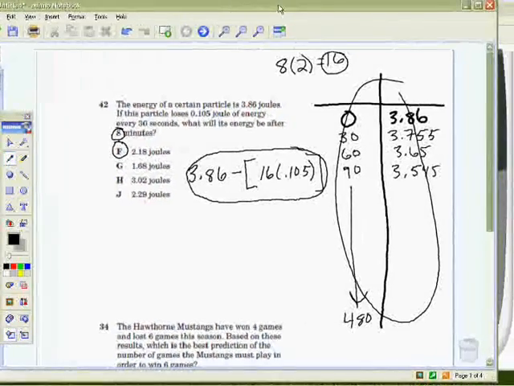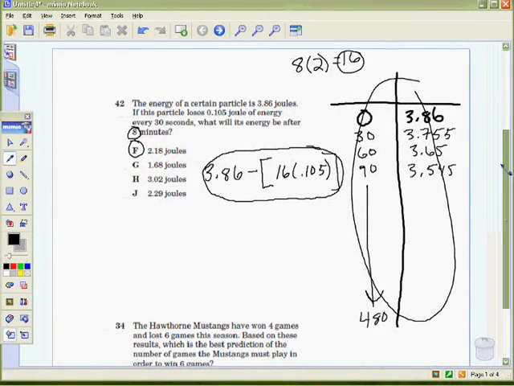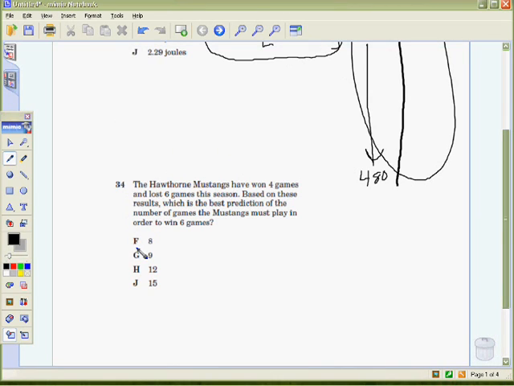Moving on to number 34. The Hawthorne Mustangs have won 4 games and lost 6 games this season. Based on these results, which is the best prediction of the number of games the Mustangs must play in order to win 6 games? So this is a proportion problem. Basically, we're given that they won 4 games, they lost 6. So what that means is they've won 4 out of playing 10 total games.